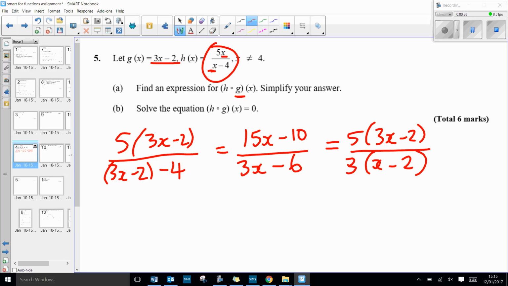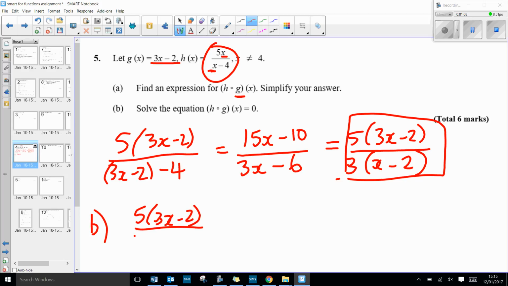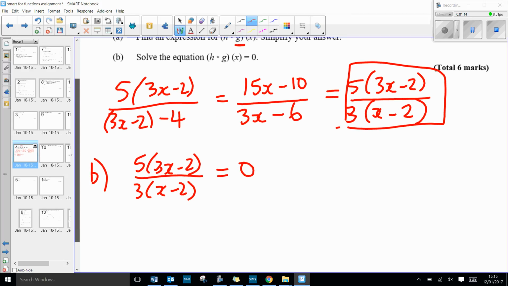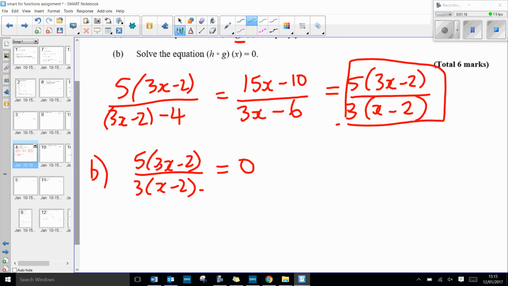Part B, solve the equation H of G equals x. So we're saying that this expression equals 0. Moving our denominator here, it becomes 5 equals 0, because anything times by 0 is 0.